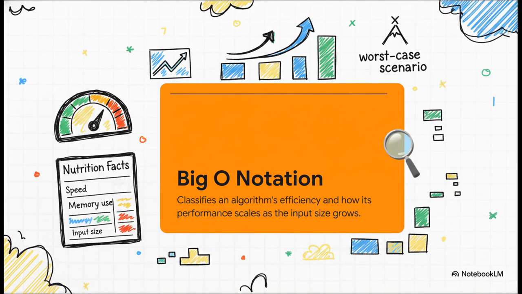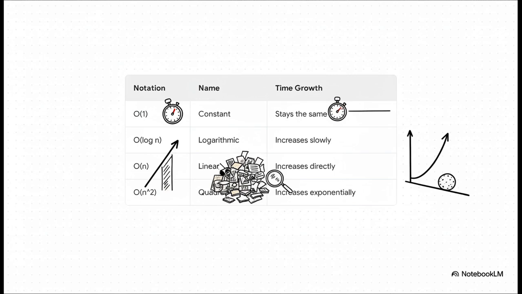And that's where this kind of scary-sounding thing called Big O notation comes in. But don't let the name freak you out. Just think of it like a performance rating, or maybe a nutrition label for an algorithm. It tells us how the algorithm's speed will change as the problem gets bigger and bigger, specifically in the worst-case scenario. So let's quickly break this down.